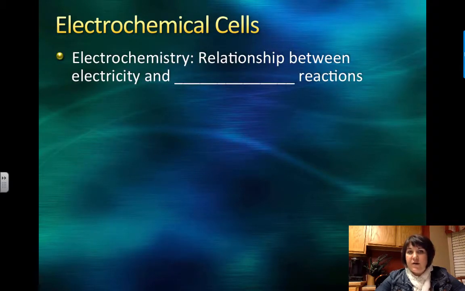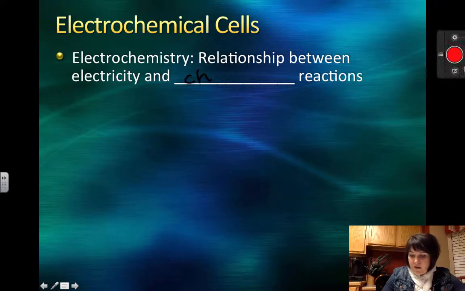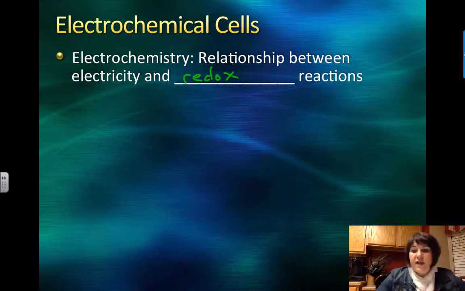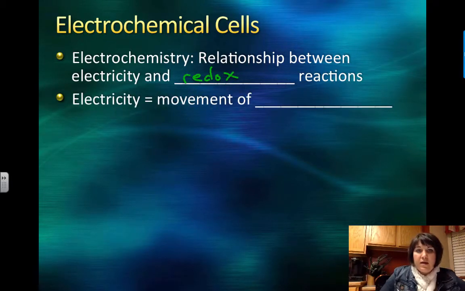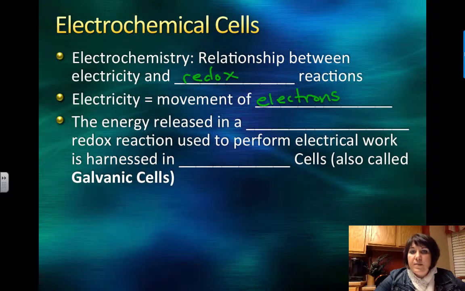Electrochemical cells is our starting place. You see, electrochemistry is where we can describe the relationship between electricity and chemical reactions. Specifically, the type of reaction we're looking at is a redox reaction. Electricity is simply the movement of electrons, and if we can get electrons to move from one substance to another, we could harness that power and make electricity.